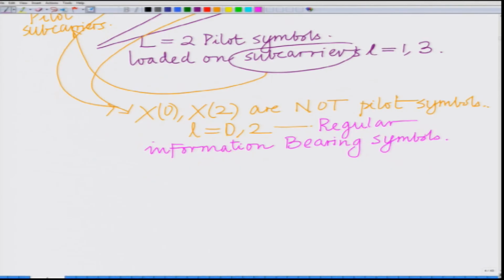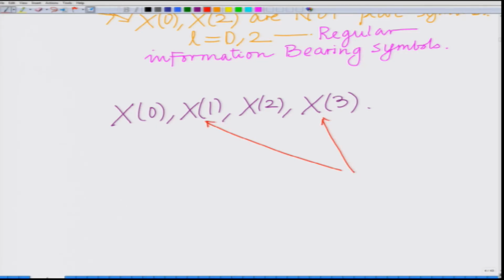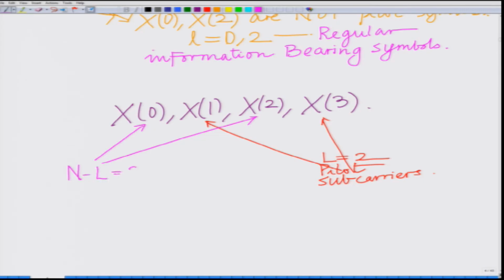If you look at the symbols loaded onto the subcarriers, they have the following structure: x0, x1, x2, x3. Out of these, x1 and x3 are your L equal to 2 pilot subcarriers, and x0 and x2 are the information symbols, the N minus L equal to 2 information subcarriers.